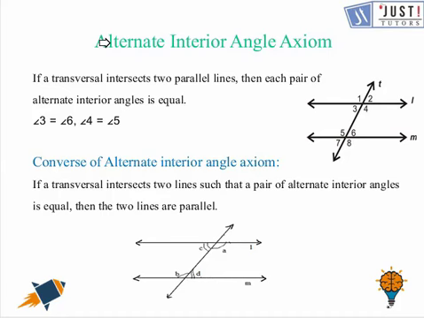Now let's proceed with alternate interior angles axiom. So it states that if there are two parallel lines and a transversal is crossing it, then the pair of alternate interior angles have to be equal. And the converse is always true, that if a transversal is crossing two lines and the alternate interior angles are equal, then the two lines are parallel.